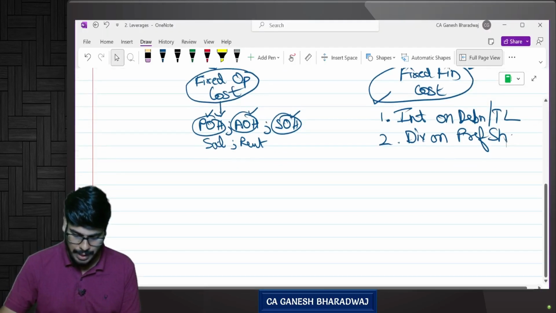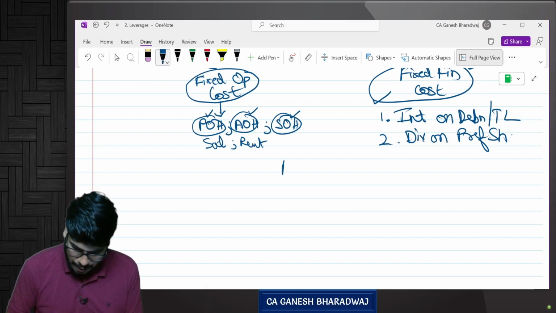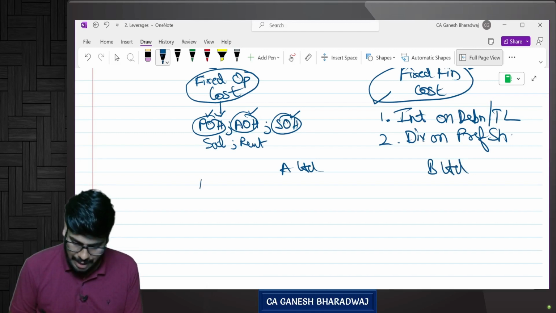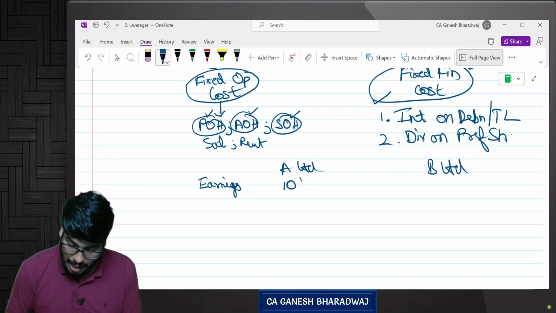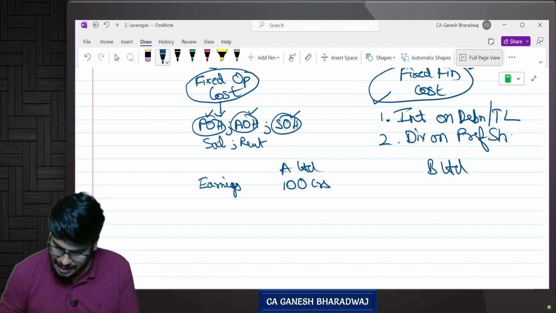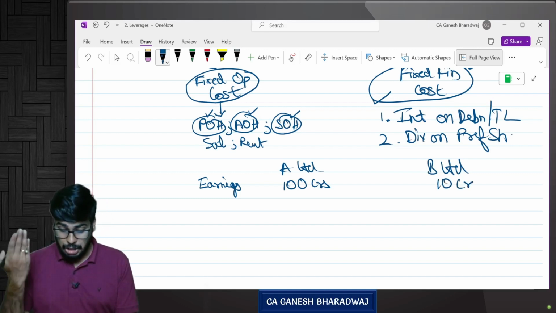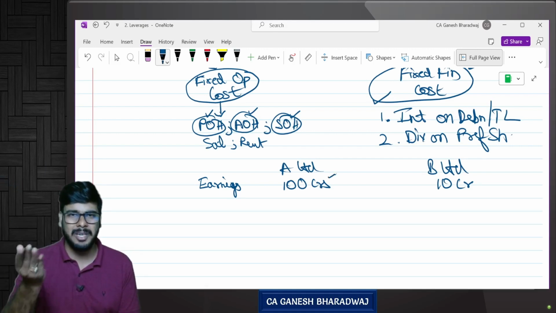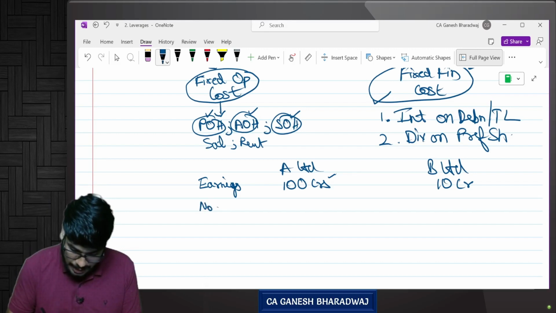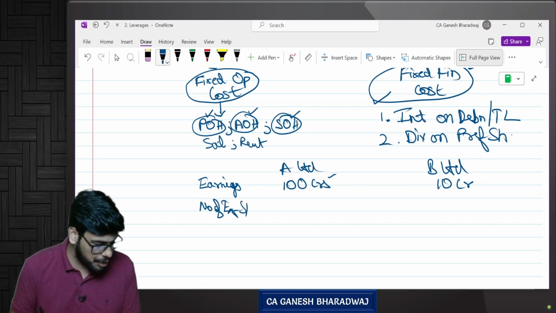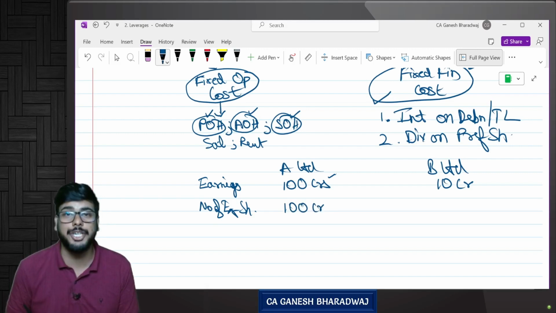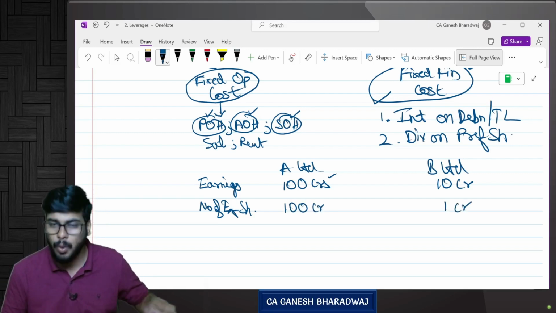Absolutely not. I will give you an example. Let's say there are two companies, A Limited and B Limited, right? Let's say the earnings available to equity shareholders for A Limited is 100 crores. For B Limited, let us say there is only 10 crores. Now, you will say, sir, A Limited is performing better, because they are earning 100 crore rupees and B Limited is only making 10 crore rupees. But wait, let's say the number of equity shares in case of A Limited is 100 crore equity shares, whereas in case of B Limited, there is only 1 crore equity shares.